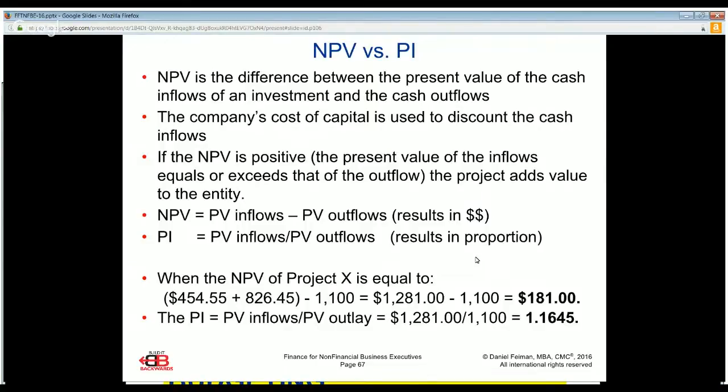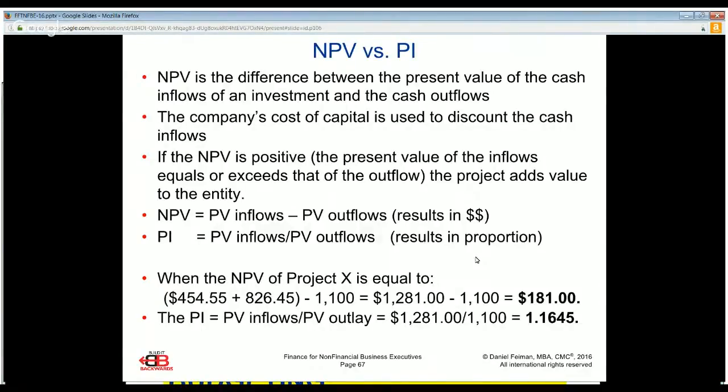Also, a quick key: if the net present value is positive, the profitability index will be above 1. We're using the same information in both formulas. One we're subtracting, the other we're dividing. So if your net present value is positive, your profitability index will be above 1. If your profitability index is below 1, your net present value likewise will be negative.